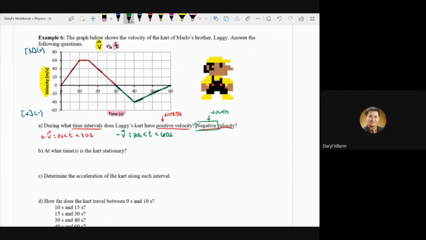So that would be the negative velocity. Again, that's the south direction. So anything that is here, that's south. This is south direction. And that is south from this time interval, if you can see. And then north direction is anything that is here. That's north. Okay.